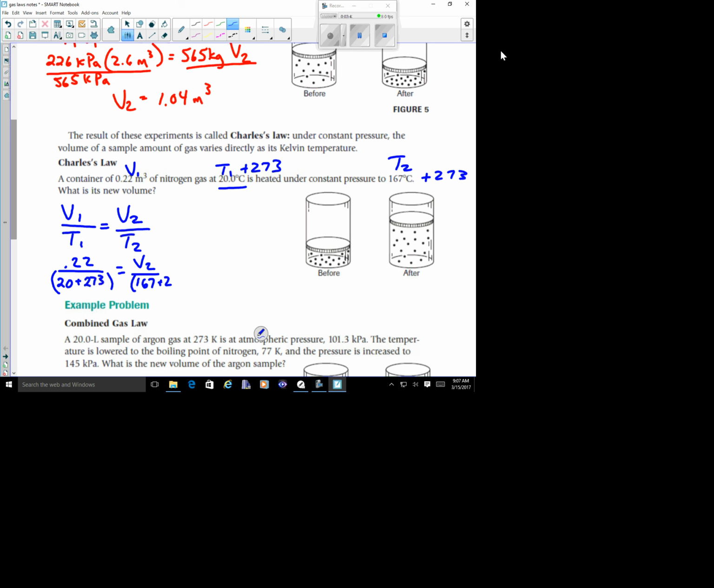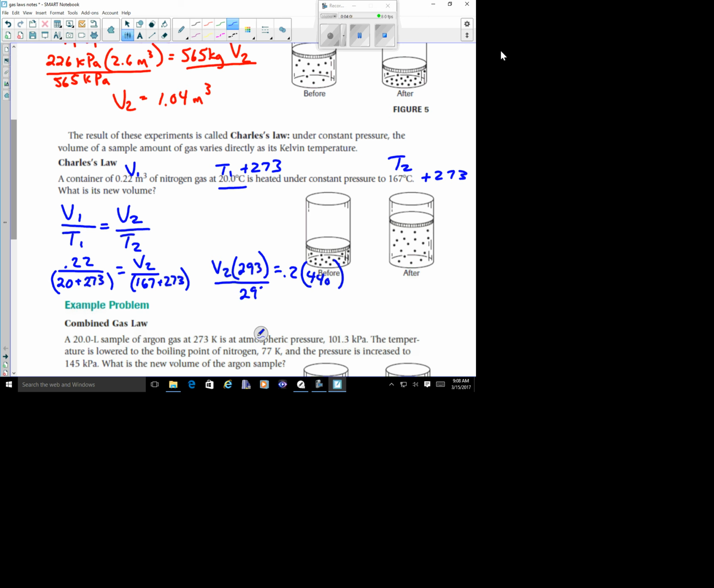So now we're just going to do cross multiplying here. So I'm going to do V2 times 293 has to equal V1, which was 0.22, sorry about that, 0.22 times 440. Let's divide both sides now by 293.